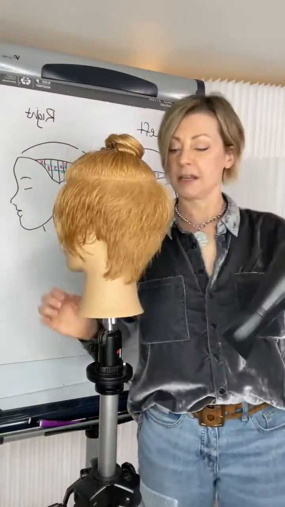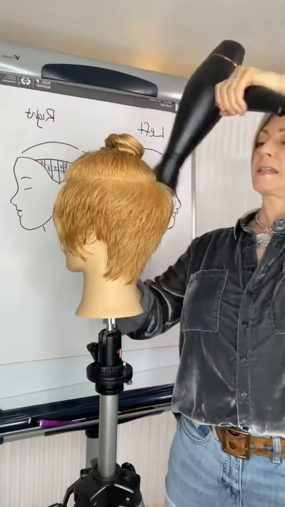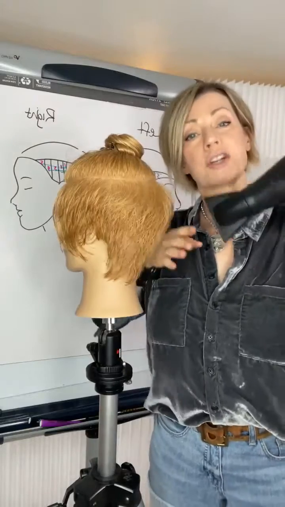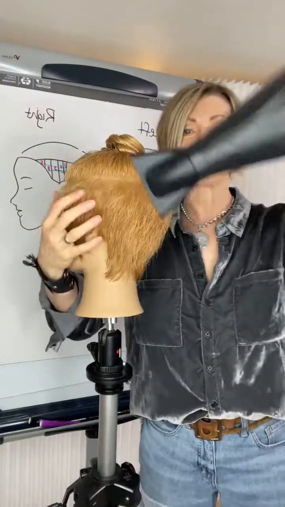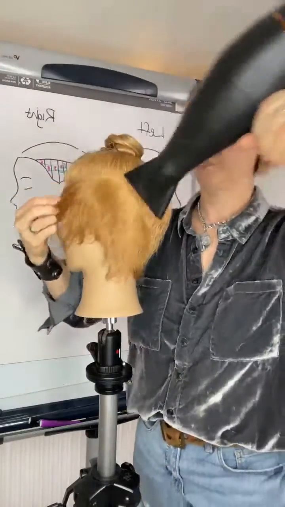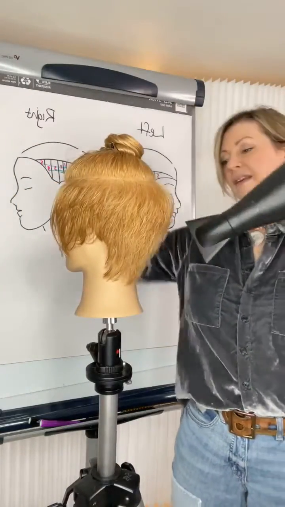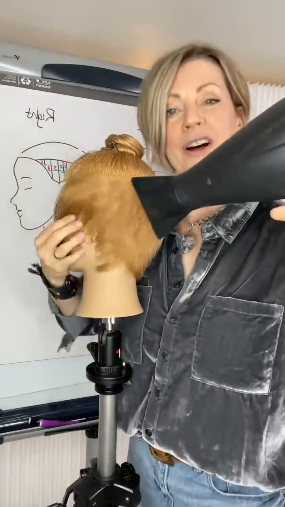So what we've been doing is I've been showing you how to create length with over direction, how to create asymmetry if you want, softness as it goes to the front. And I'm going to show you some detail work on this as well.